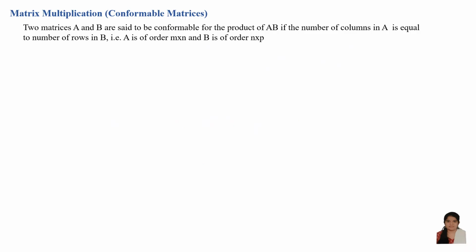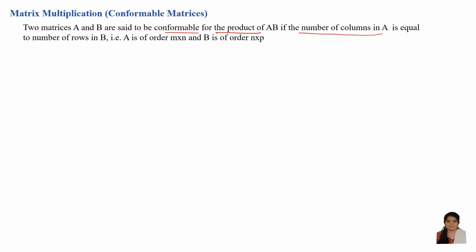Matrix multiplication. In brackets I have written conformable matrices. We have seen what conformable means. Conformable means suitable for performing some operations, like addition or multiplication. Such matrices are called conformable matrices. So suppose we have two matrices A and B. They are said to be conformable for the product AB, meaning they are suitable for multiplication, if the number of columns in A is equal to the number of rows in B.